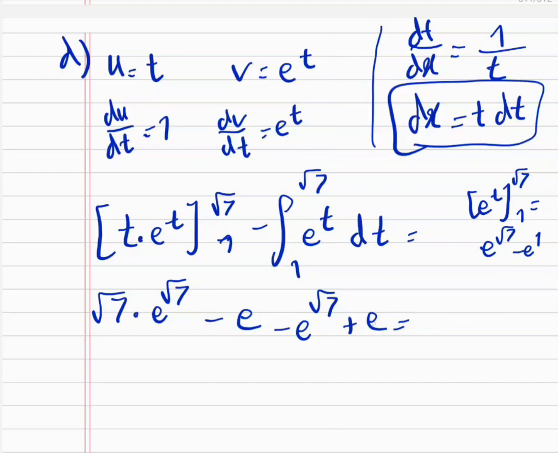And yeah, so this is essentially what we get at the end, which can be factorized to root 7 minus 1 times e to the root 7, and when we approximate this by using a calculator, this is equal to 23.2.